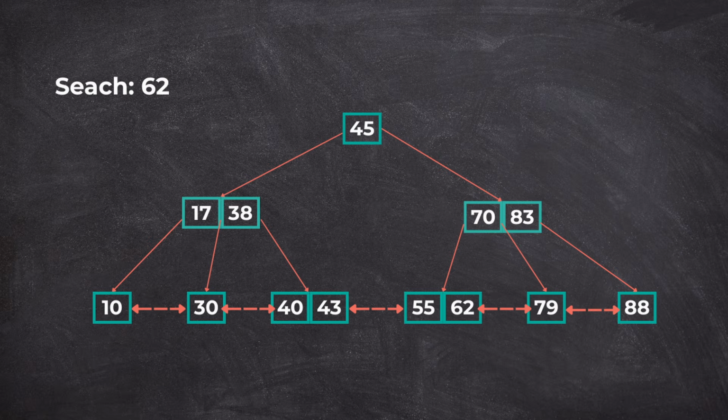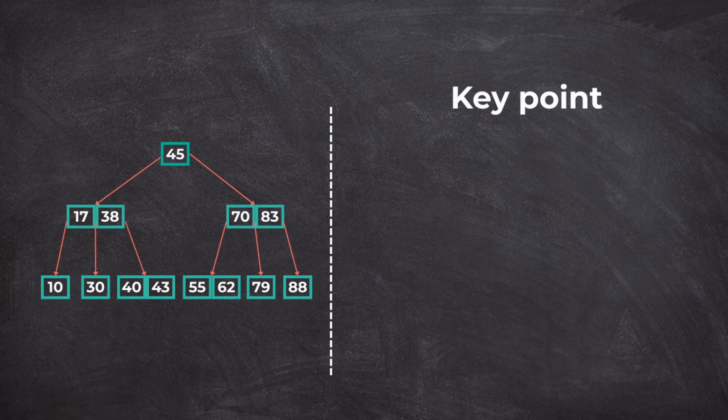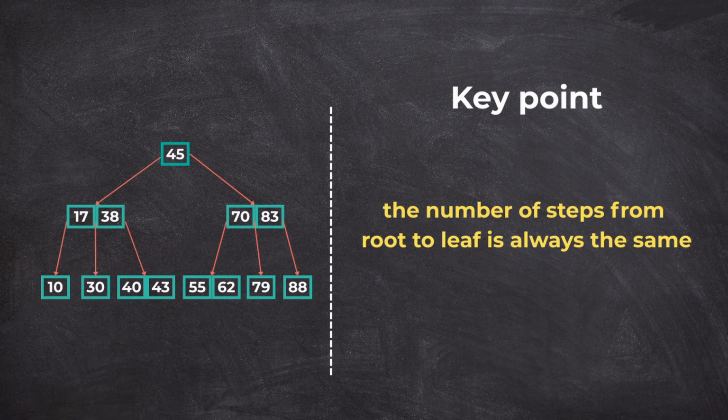Let's say we're searching for 62. We start at the root key 45. Since 62 is greater than 45, we move to the right child. That node has keys 70 and 83. Since 62 is smaller than 70, we go to the left child, and there we find 55 and 62 in the leaf node. The key point is, no matter what key we search for, the number of steps from root to leaf is always the same because the tree is balanced. That's what gives us log n search time.